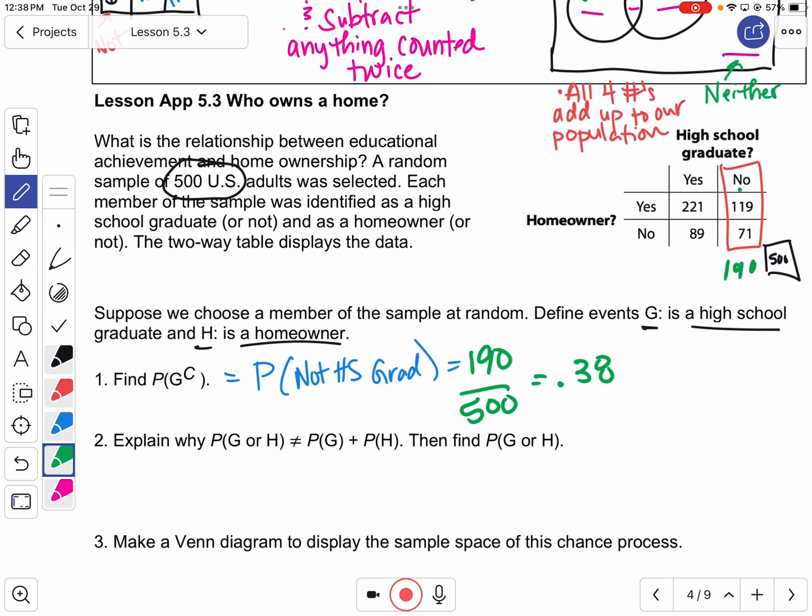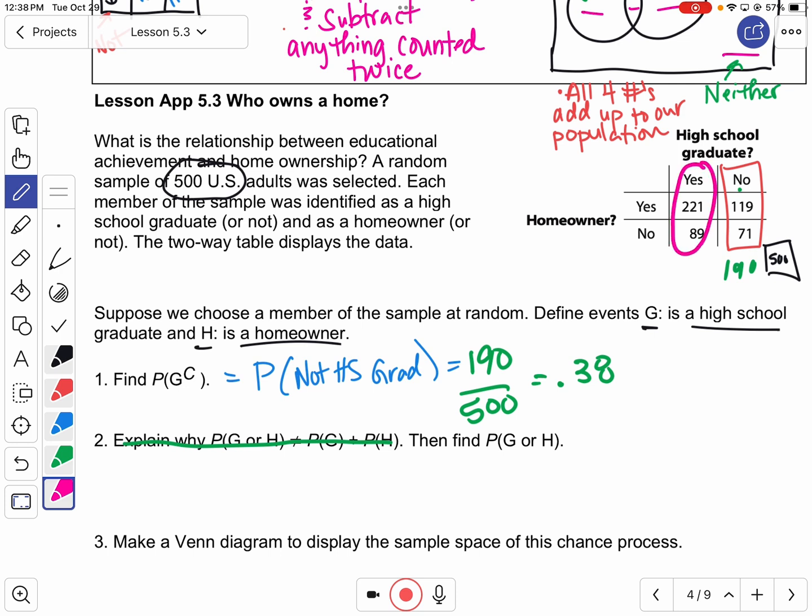I'm not going to worry about explaining why it's not, but let's talk about finding the probability of G or H. Let's walk through how we do it. So the probability that yes, they are a graduate, or yes, they are a homeowner. Let's start with yes, they are a graduate.